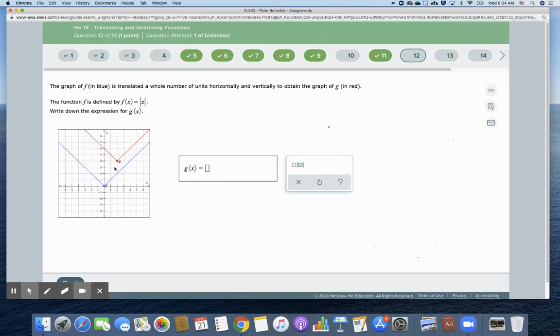So this is an absolute value. You can tell by the V, right? And so I'm going to start by doing my absolute value bars here. And then it's shifted to the right 2. So I'm going to put an x minus 2 on the inside. And then it's up 4. And so I put plus 4 on the outside. Let's see how I did.